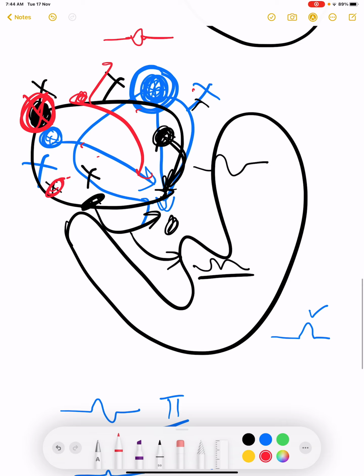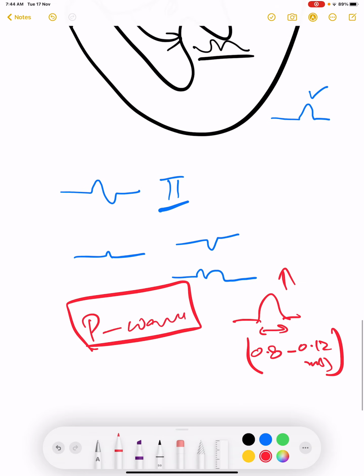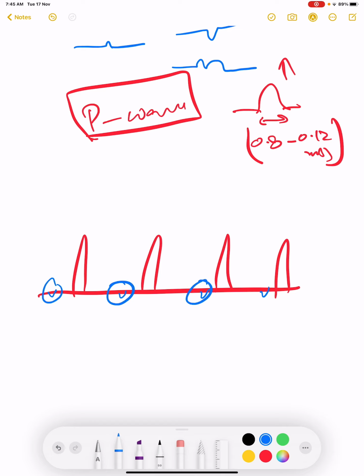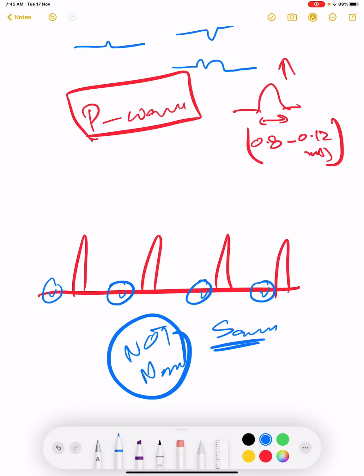And if only one focus is generating an impulse repeatedly, then in all of our ECG leads, this is our QRS and these are our P waves. In all of our complexes, the P wave will be of the same shape, but it will not be normal. It will be the same in all the leads, but not normal. So we will say that this rhythm is atrial rhythm.